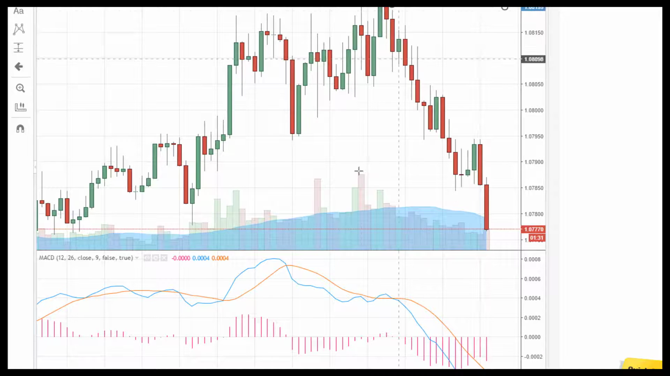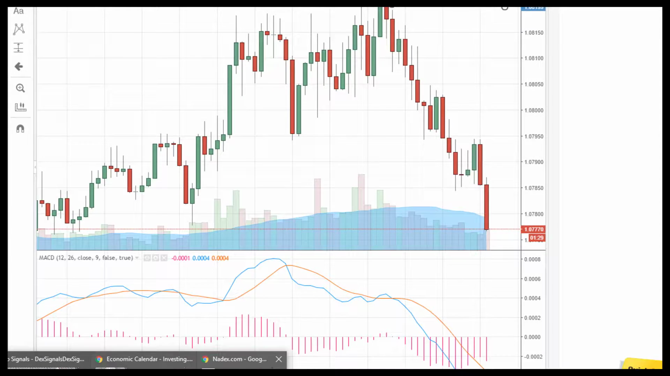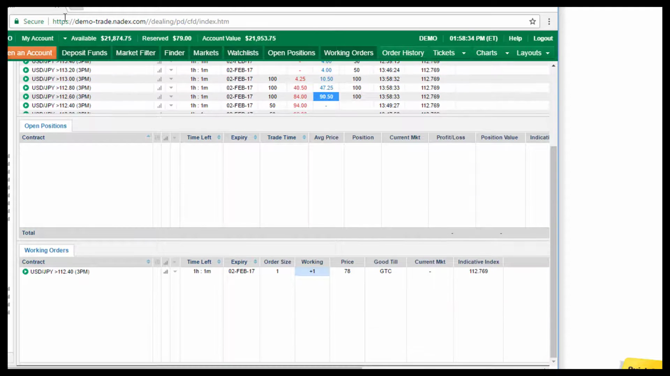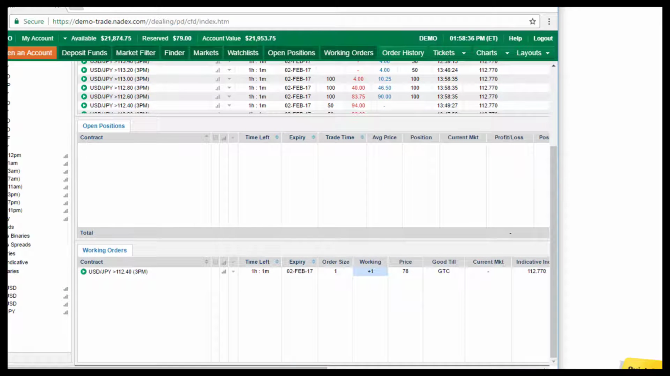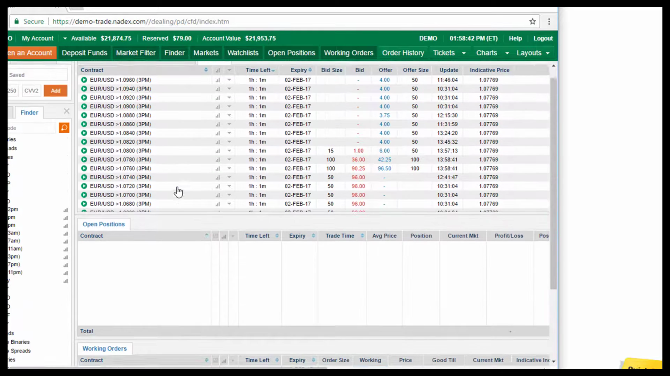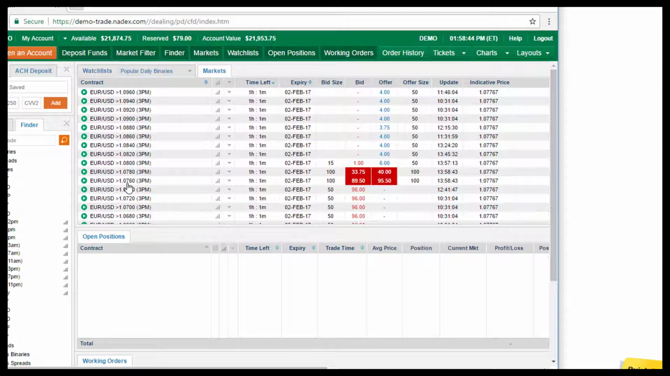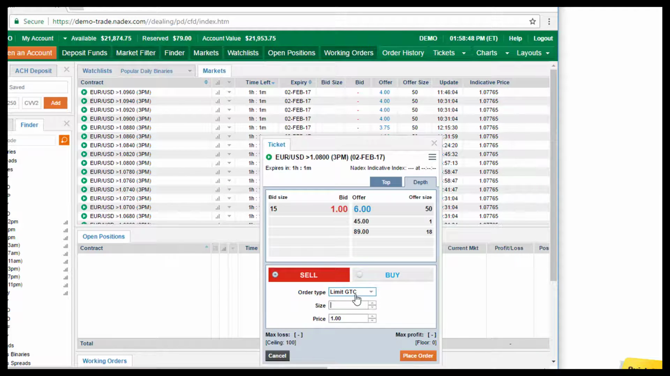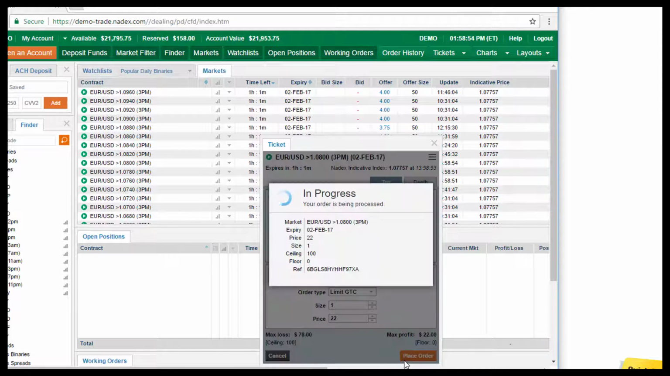If we jump back over to the Nadex and we look at the Euro USD, let's go to the 3 p.m. Let's look at it right here. So here's 0800 for the sell. We're at $1. Again, you could do this where you're doing the down. You're making your $22 profit, and you could place the order.